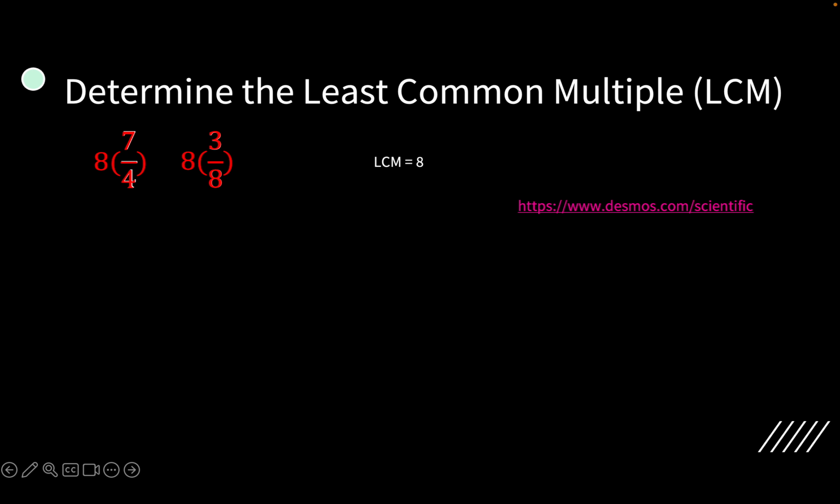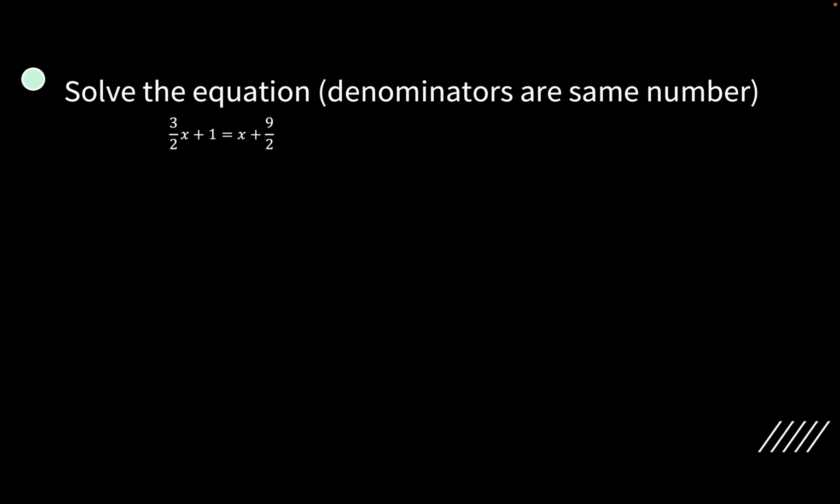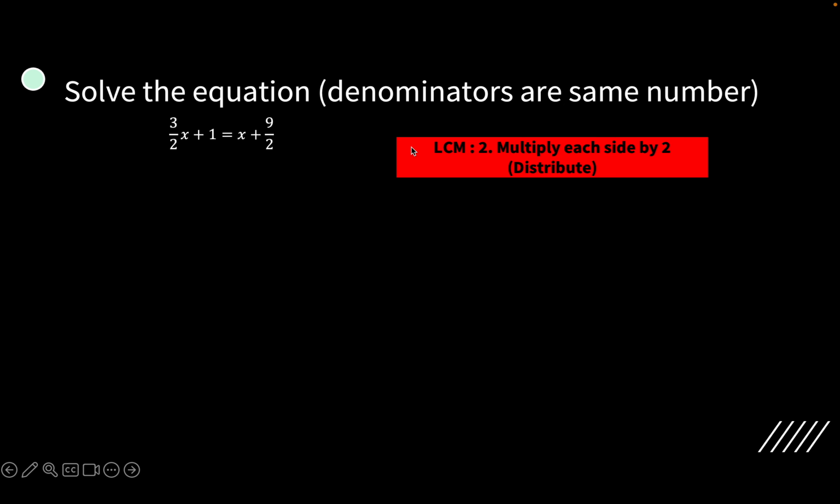So I'm going to show you how we can apply that to an equation. So we have 3 over 2x plus 1 equals x plus 9 over 2. The first thing we need to determine is what's the least common multiple. Well, it's the same number. So we can just multiply by the denominator, or least common multiple, which would be 2. So we need to multiply by 2 on each side, which means we'll have to distribute.